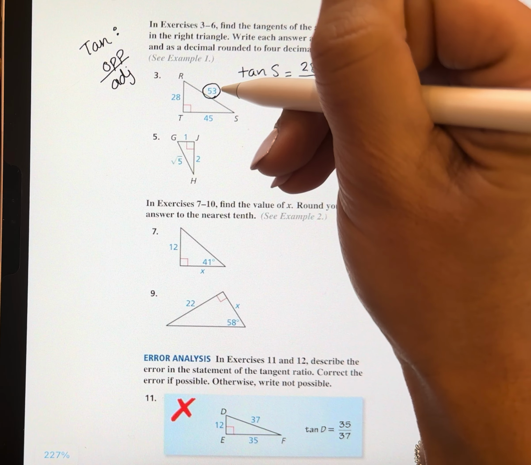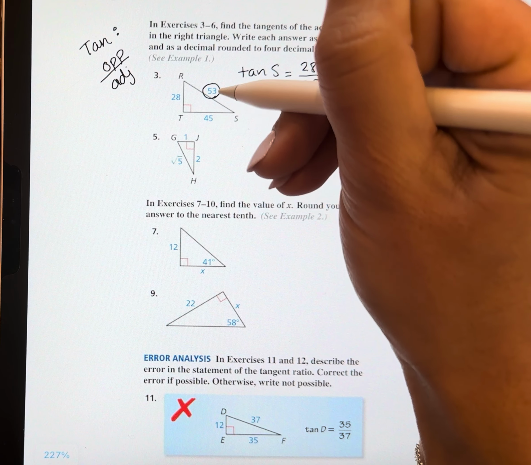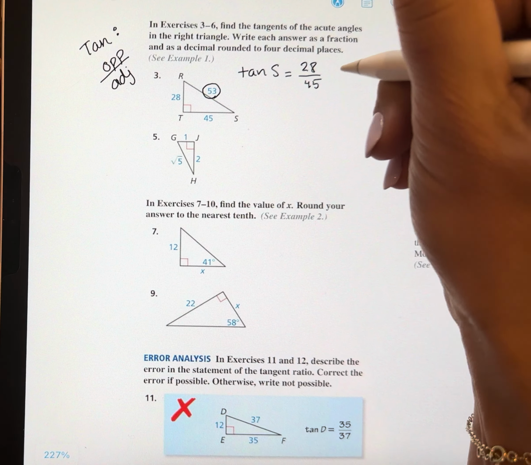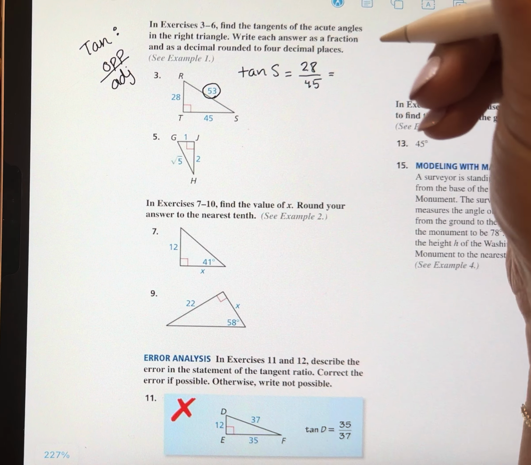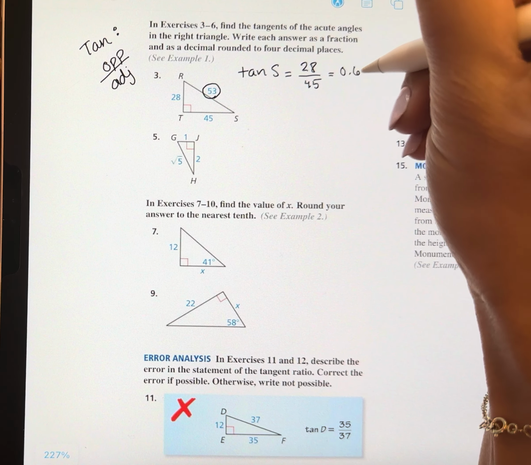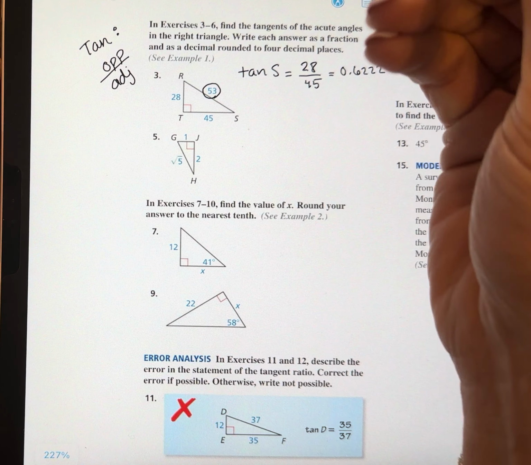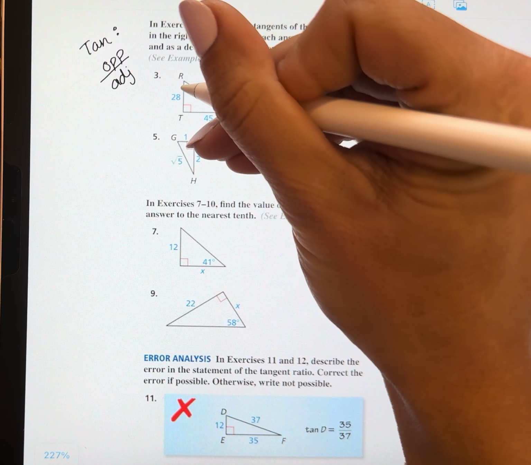And that's why I like to circle the hypotenuse, because technically if I'm thinking of next to S, it's either one of these, but not that one. That's the hypotenuse. So 28 over 45, and that actually doesn't reduce, but I do want a decimal, so it is 0.6222, 4 decimal places.